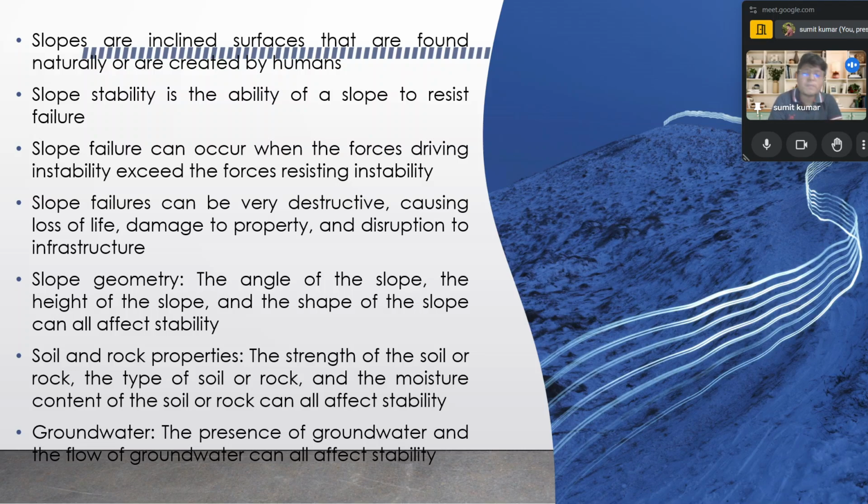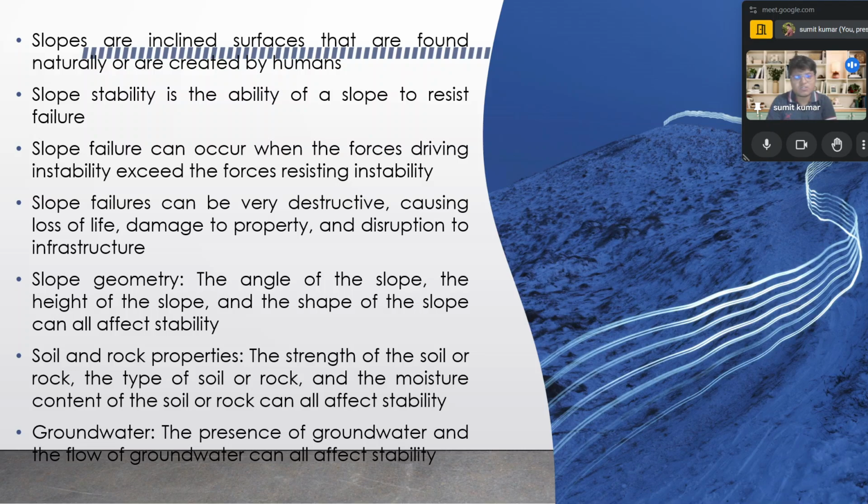Now, when you go to the definition, slope stability is the ability of a slope to resist failure. Slope failure can occur when the forces driving instability exceed the forces resisting the instability. Obviously, if a force is applied which tends to move the soil down the slope and it is more than the resisting force, then the slope fails.